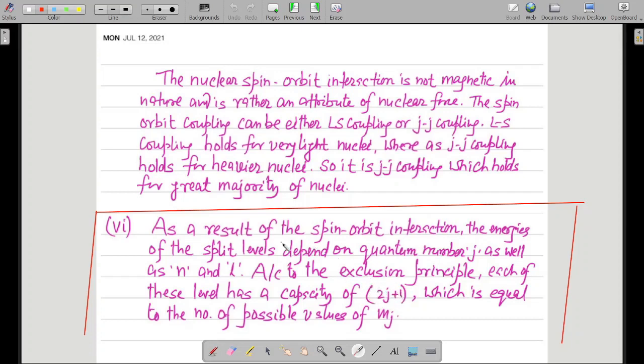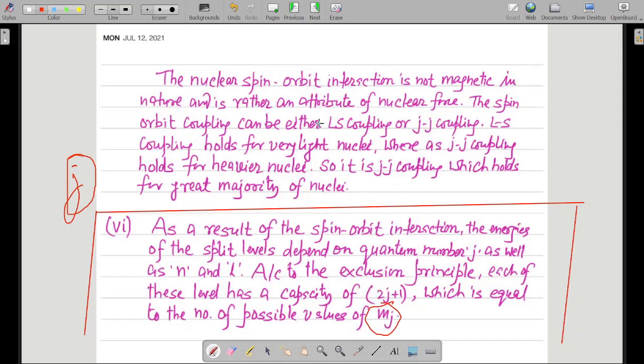Whatever the value of J for a particular subshell, the capacity of that subshell will be 2J plus 1, and that is the number of possible values of Mj. You can look at the similarity with electrons over here.